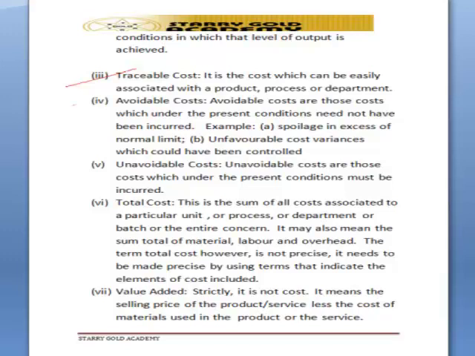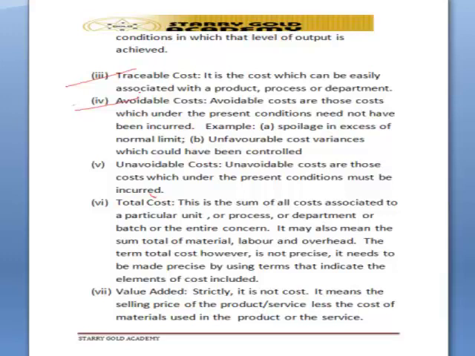Then we have unavoidable cost, which is the counterpart. Unavoidable costs are those costs which, under the present condition, must be incurred. They must be incurred. We call them unavoidable costs.